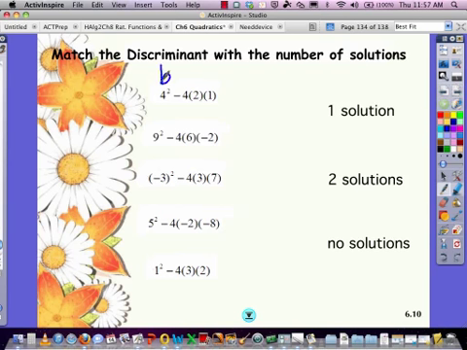So remember, b squared minus 4ac. That's all the math you're going to do. You have to give you a quadratic, and in this case, I've just given you the numbers, so you're left to do the math. So let's just try a couple of them.